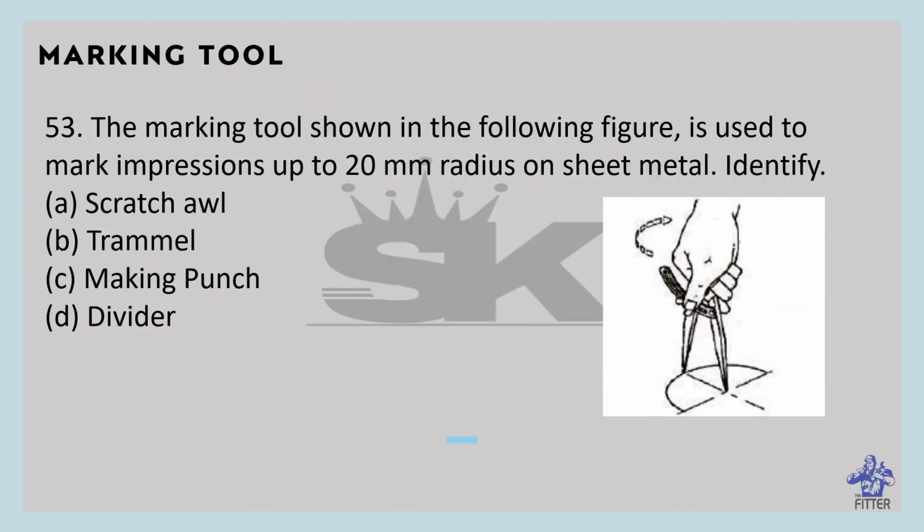The marking tool shown in the following figure is used to mark impressions up to 20 mm radius on sheet metal. Identify the tool. That is divider.